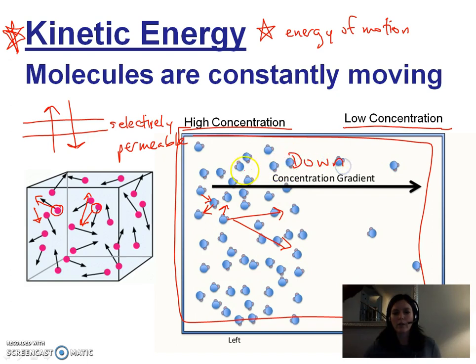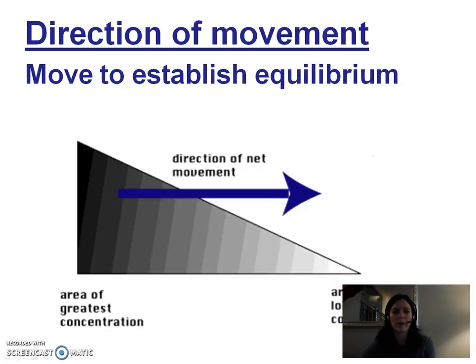That means they go from the high concentration on this side to the low concentration on this side until there is an equal distribution within the entire space. Let me show you another picture of that.